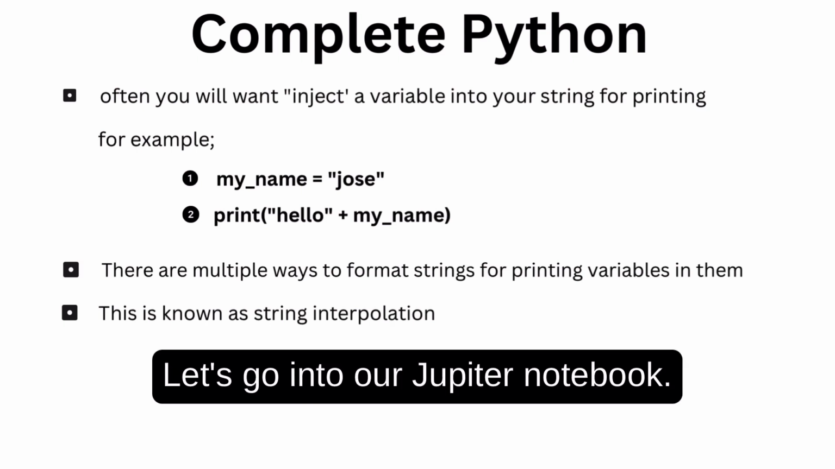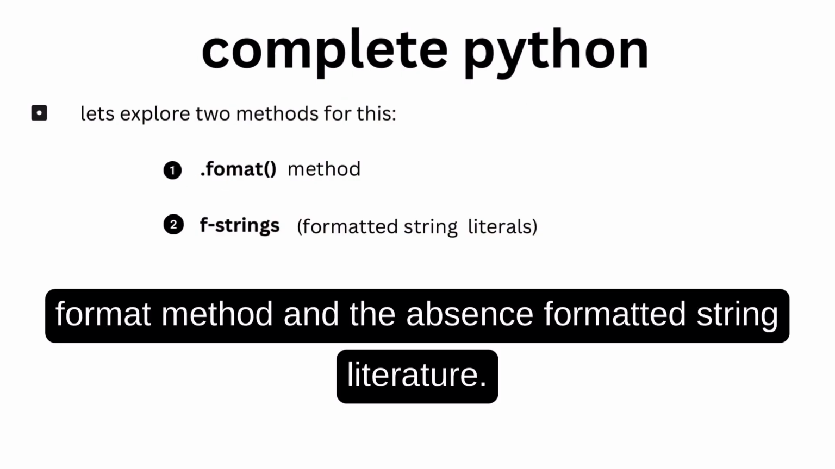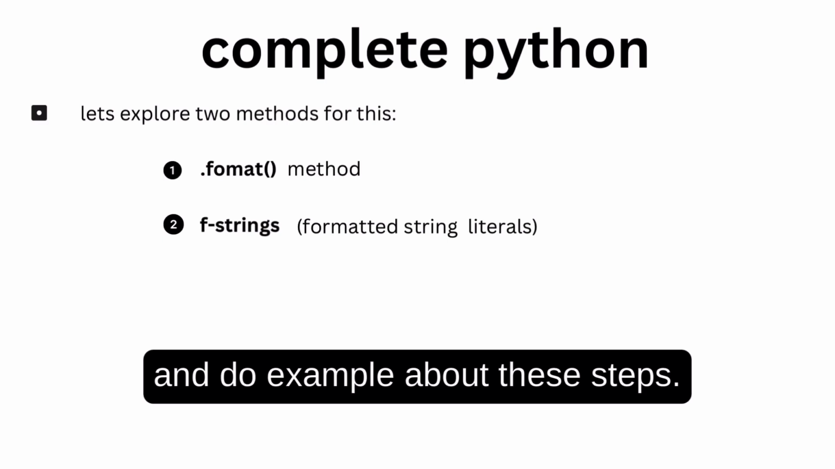Let's go into our Jupyter notebook. So let's explore two methods for this: the dot format method and the f-strings, formatted string literals. So let's go into our Jupyter notebook and do examples about these steps.